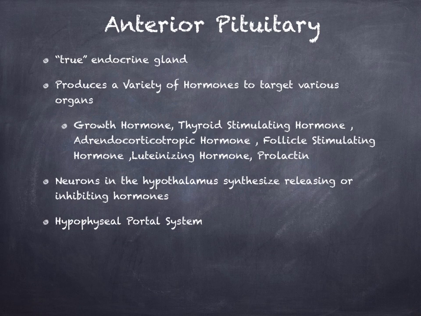And a lot of these are produced due to neurons in the hypothalamus that synthesize releasing or inhibiting hormones. Those correlate directly with the ones that the anterior pituitary will release. Some examples can be corticotropin releasing hormone, growth hormone releasing hormone, or growth hormone inhibiting hormone. Those are all synthesized in the hypothalamus. Those hypothalamic hormones are then released into special blood vessels, which are part of the hypophyseal portal system. And those control the release of the anterior pituitary hormones.